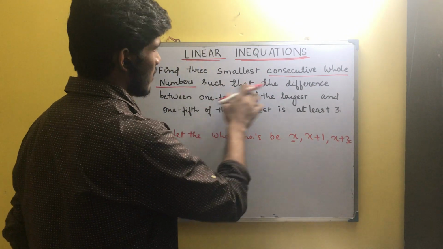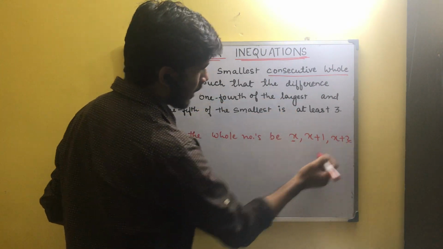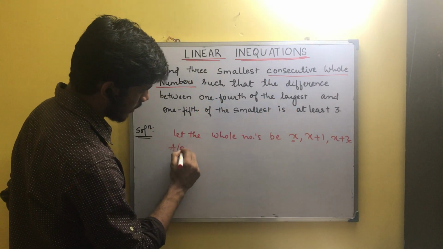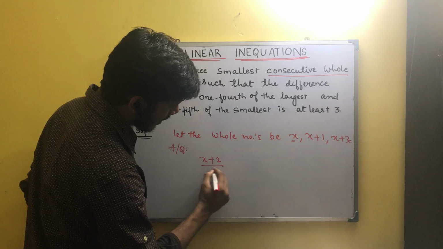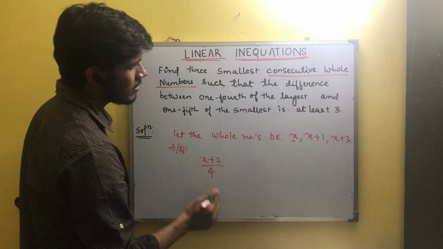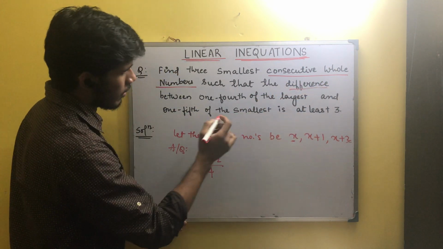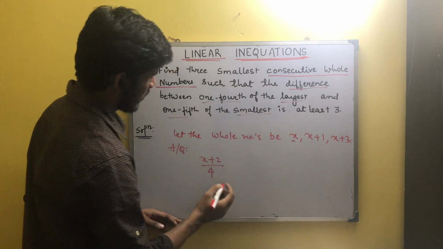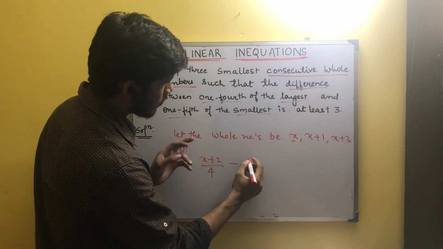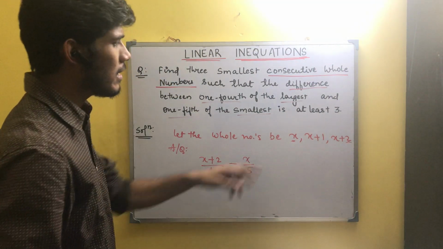Now what is asked? Such that the difference between 1/4 of the largest. According to the question, 1/4 of the largest means (x plus 2) divided by 4, and 1/5 of the smallest, the difference. Okay, difference of 1/4 of the largest and 1/5 of the smallest. Now 1/5 of the smallest means x by 5, so the expression is (x plus 2)/4 minus x/5, is at least 3.